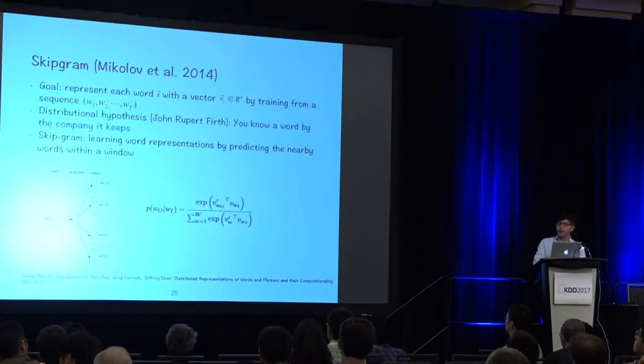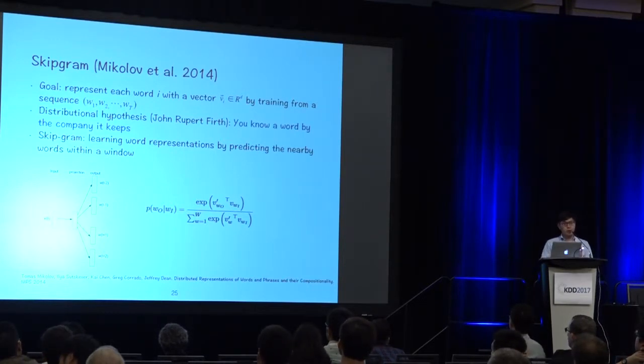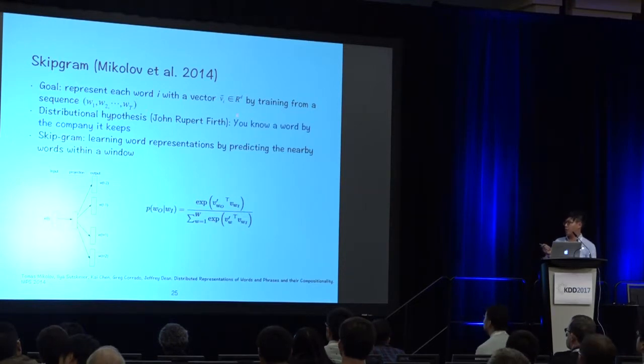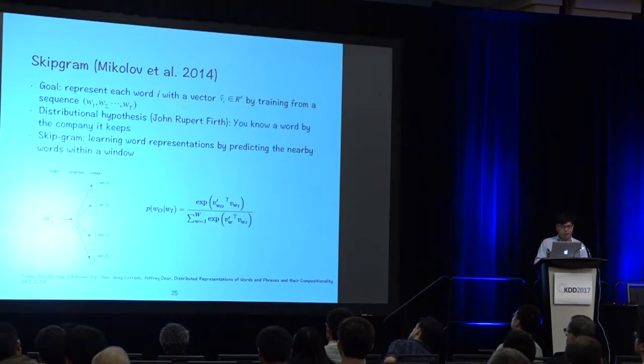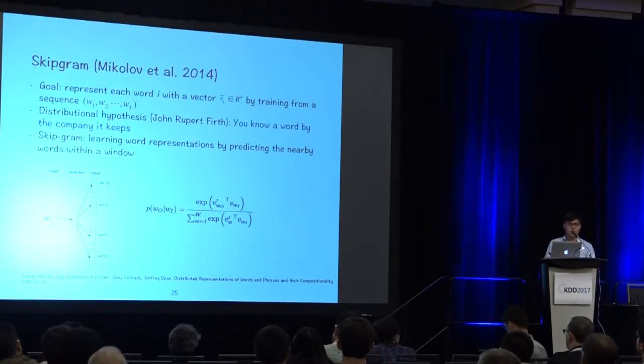Another very rich line of work is word embedding, such as the skipgram model, which is a state-of-the-art approach for learning word embeddings. The goal of word embedding is to represent each word with a low-dimensional vector, say the vector v_i. The training data is a word sequence, which can be very huge. The essential intuition of word embedding is based on the distributional hypothesis, which says you know a word by the company it keeps. In other words, the meaning of a word can be represented by the words it co-occurs with.